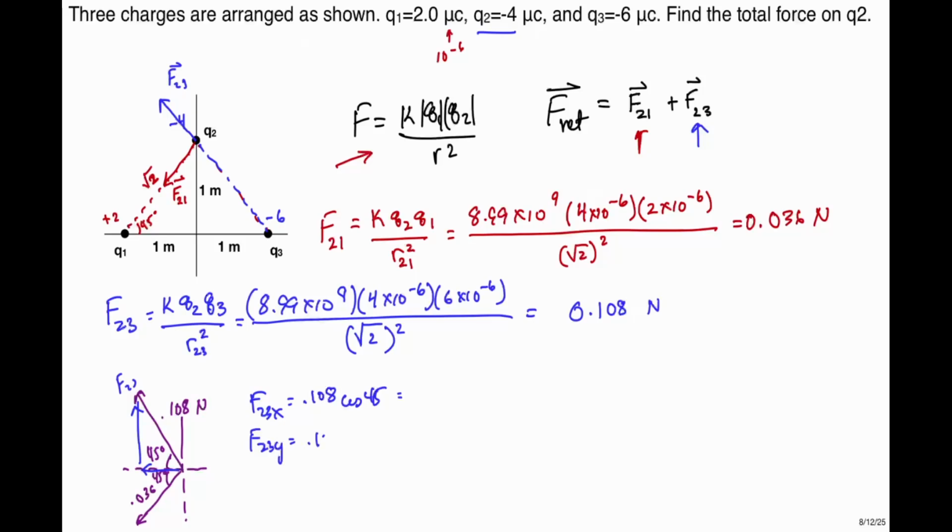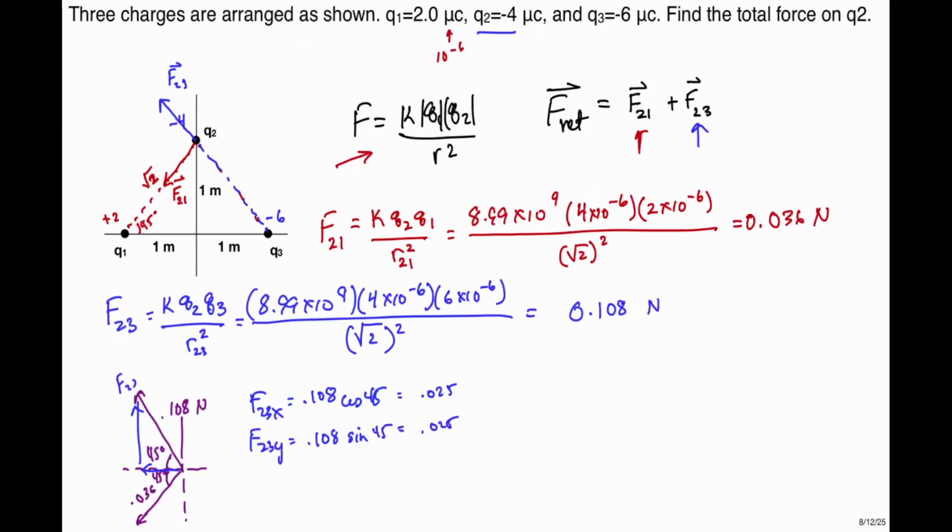F23y. Sine or cosine? Well, we've already used cosine, so it better be sine. And it just turns out that because of the 45-degree angle, what's the number? It's the same. 0.025, 0.025. The sine and cosine are the same for a 45-degree angle. Okay, so those are the values of the components of the vector.